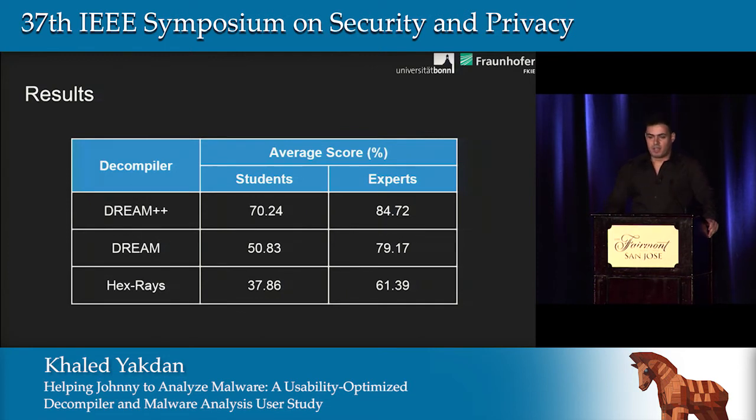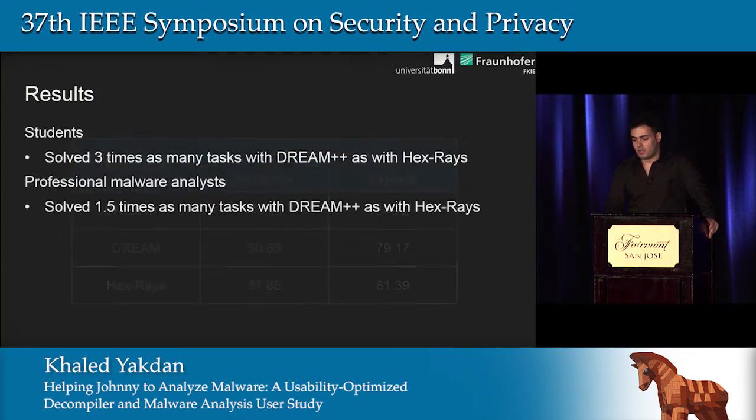So in order to get a better feeling of the results, we set a threshold of 70%, and we considered each task to be solved if the score is equal or higher than 70%. With this, we see that the students solved 3 times as many tasks with DREAM++ as with Hex-Rays, and the experts solved 1.5 times as many tasks with DREAM++ as with Hex-Rays.